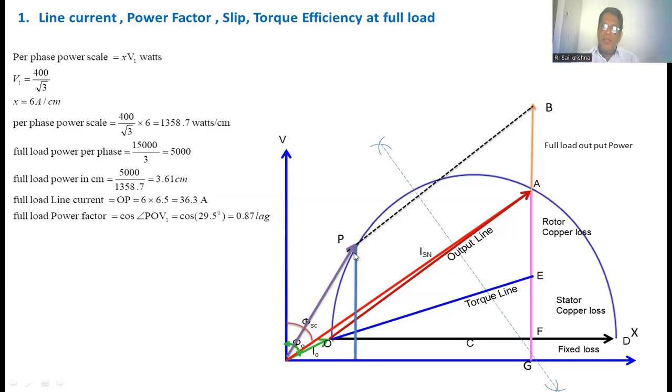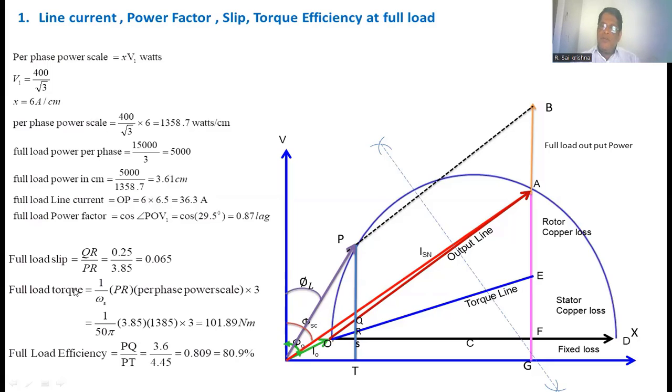Now from the point P, you draw one vertical line perpendicular to the x-axis. It intersects the output line and torque line at Q, R, S, T. You can calculate the slip of the induction motor if you know the rotor copper loss and the rotor input. QR is the rotor copper loss. PR is the rotor input. So QR by PR equals, if you measure this length, 0.25 centimeters divided by PR, which measures 3.85. Finally you get 0.065 as the slip of the induction motor at full load.